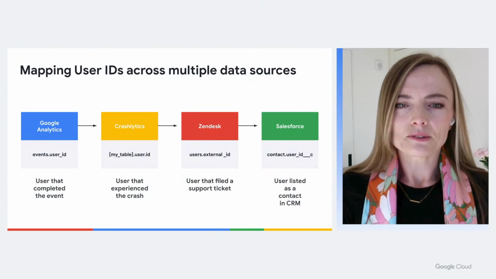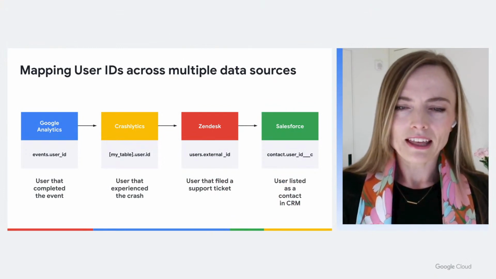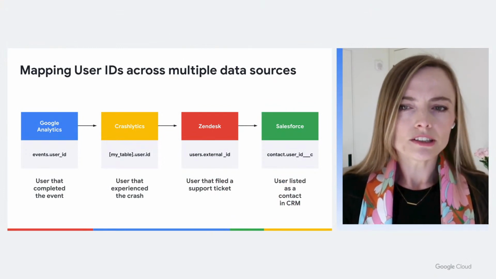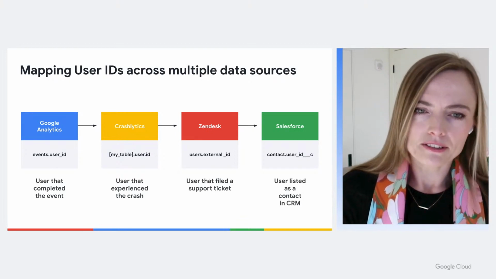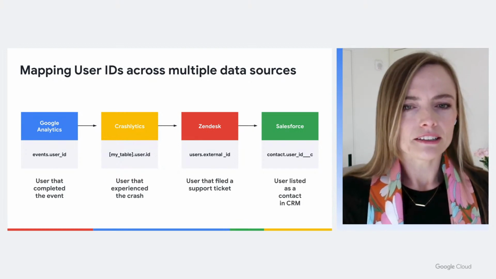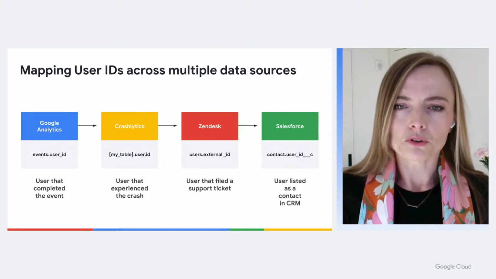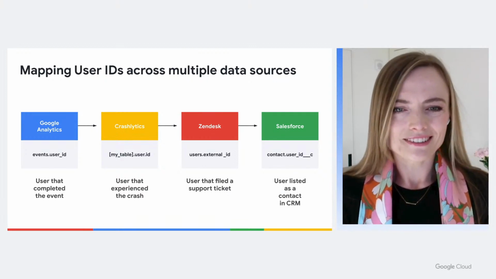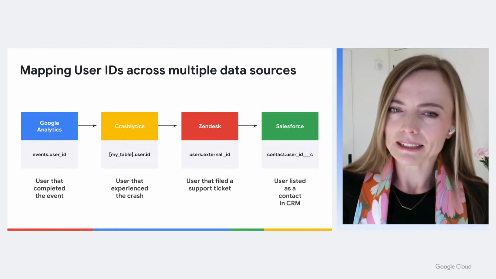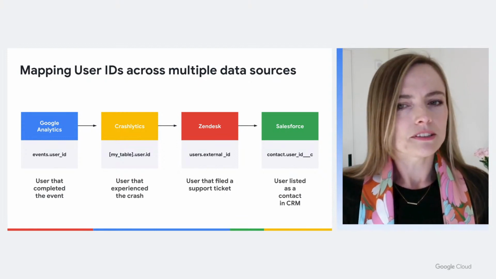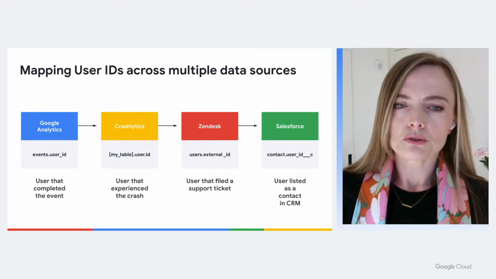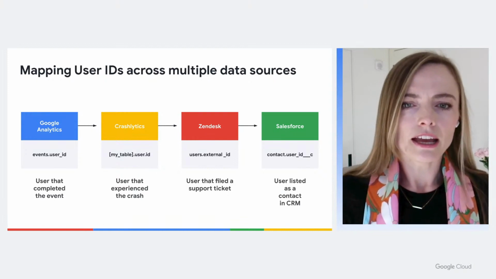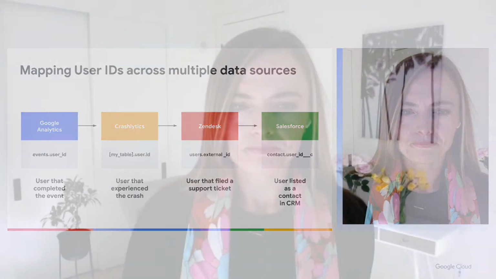Once the data sources are plugged into BigQuery, we need a unified ID to join the tables into a single data warehouse. Here's what the unified ID will look like in our example for Google Analytics, Crashlytics, Zendesk, and Salesforce. With all the data in one place, you can, for example, see what percentage of your users who experience an app crash end up filing a support ticket.